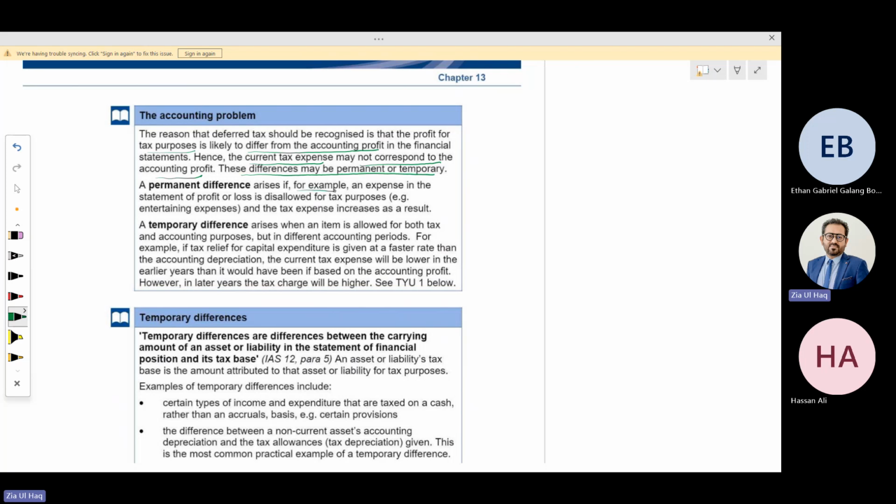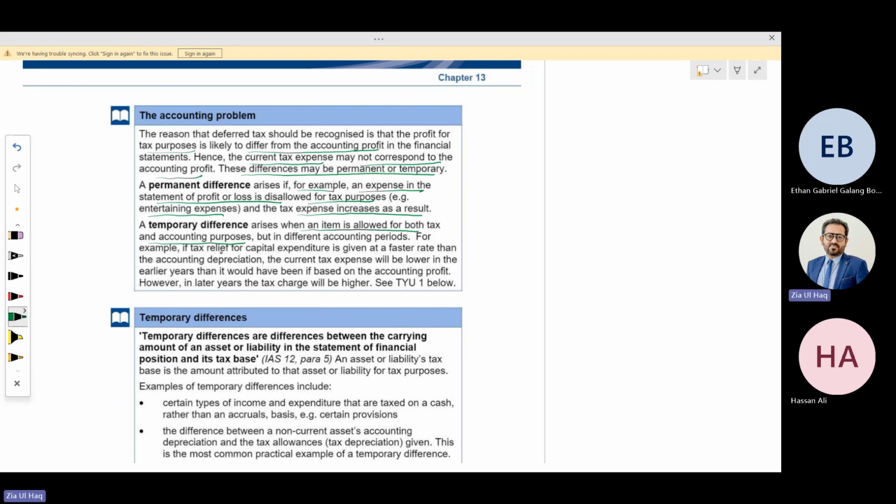These differences may be permanent or temporary. Permanent difference arises if, for example, an expense in the statement of profit or loss is disallowed for tax purpose, for example, entertaining expense, and tax expense increases as a result. So due to this, there will be no effect on deferred tax. Temporary difference arises when an item is allowed for both tax and accounting purposes, but the amount is lesser or more, but in different accounting periods.